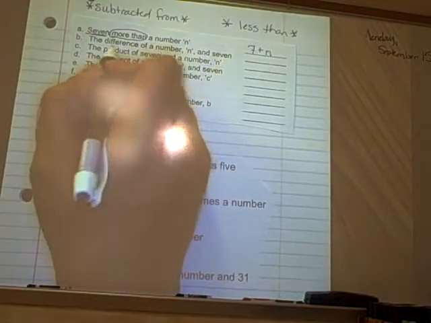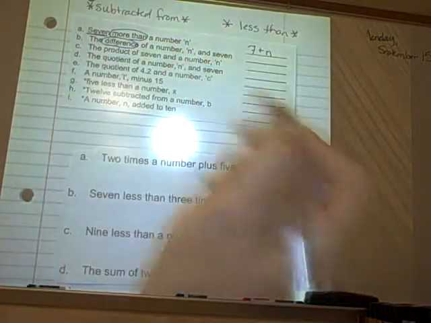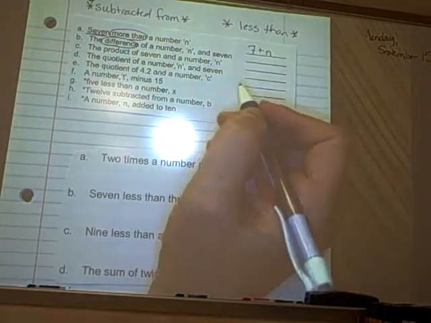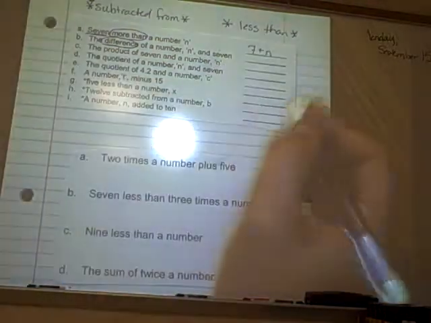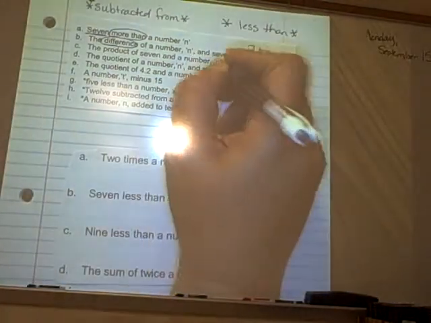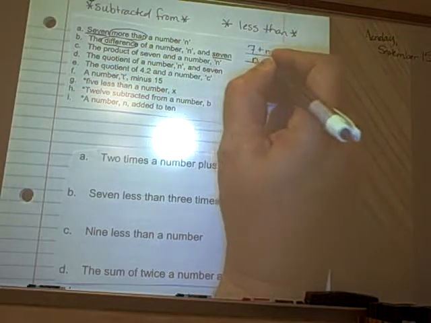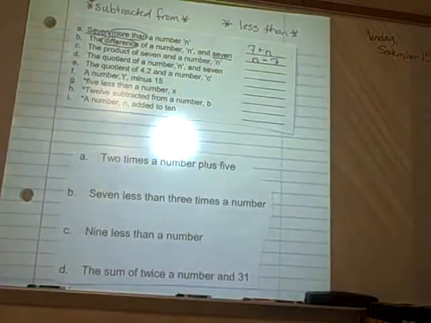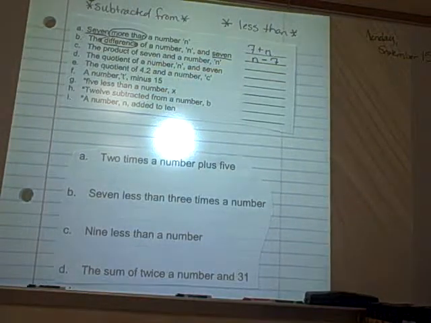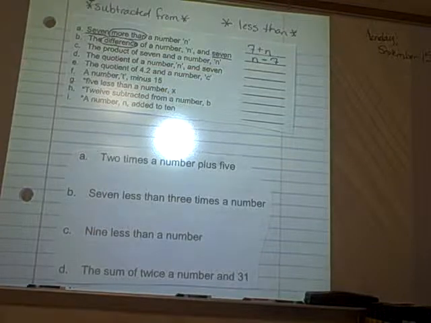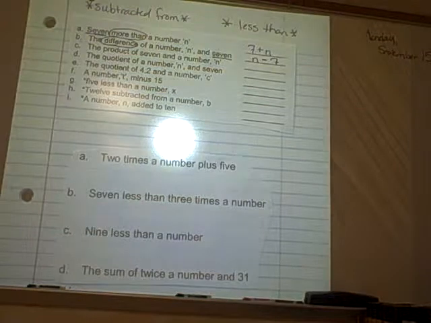Okay, the next one, the word difference, of a number n and 7. And minus 7. So the difference of a number n and 7. So this is n comes first, minus 7. You do it in the order they give it to you unless it's a switch. n was first, 7 was last. Yes, I just put those at the top to remind me that those are the special ones.